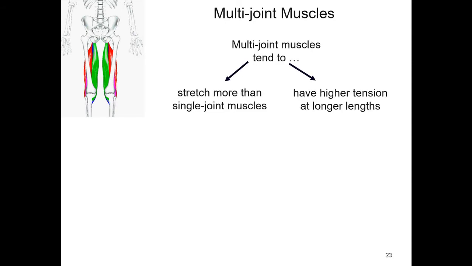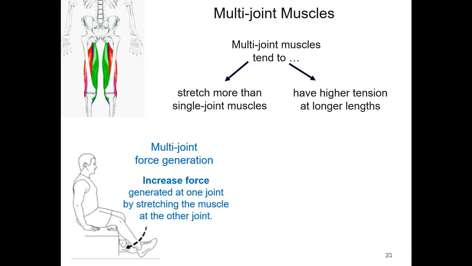Let's now think about the case of muscles that span more than one joint. Multi-joint muscles tend to stretch more than single joint muscles and have higher tension at longer lengths. Thinking about muscles that span multiple joints has a number of implications for how we understand the function of muscles. Multi-joint muscles create the possibility of multi-joint force generation strategies.